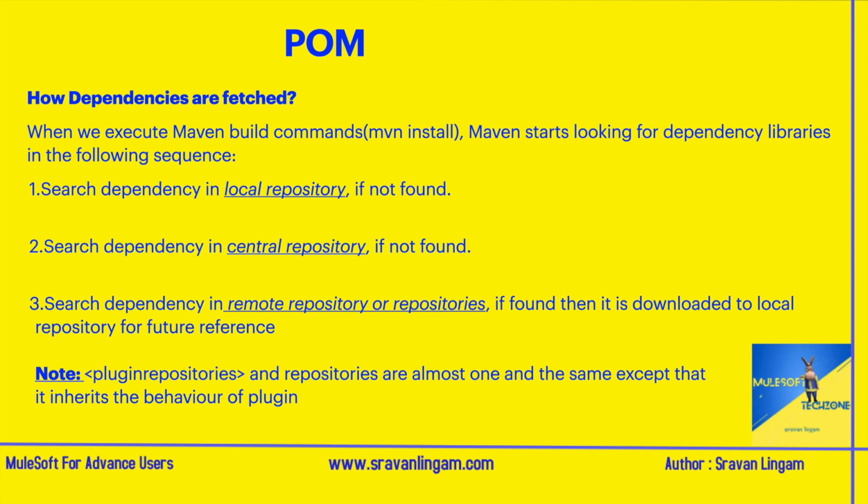Once it is downloaded, it will be there in your local repository, and from the next time, when you are trying to deploy again for the second time, it will not download again and again. It is already downloaded and it will reuse it. So this is the sequence. This is a very important thing that you need to understand, how dependencies are really downloaded.